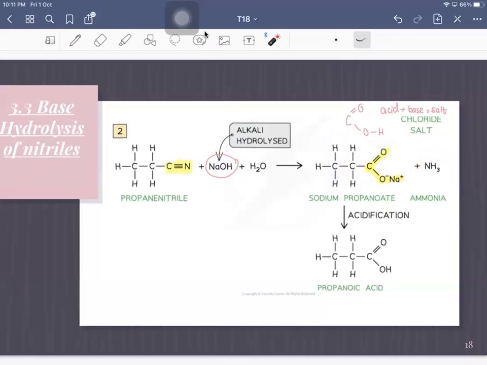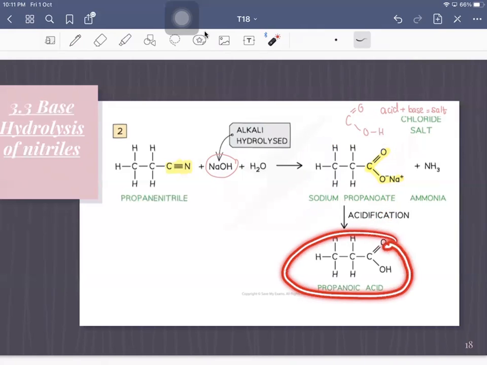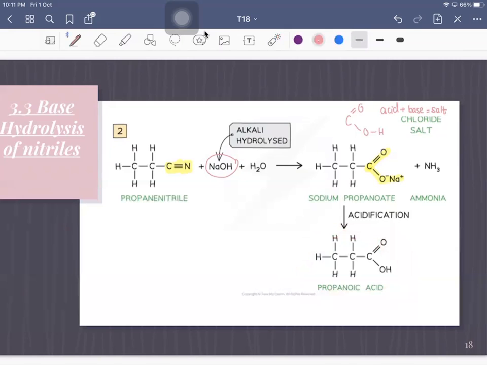Now, if you are interested in carboxylic acid and you're not interested in the salt, there's no problem, no need to panic. You just add acid to your sodium propanoate. What happens if you add H plus? That H plus will kick the sodium ion out so that H plus combines with the COO minus to form the carboxylic acid. So there's an extra step with alkali hydrolysis, right? Acidification, you can use dilute HCl, for example.